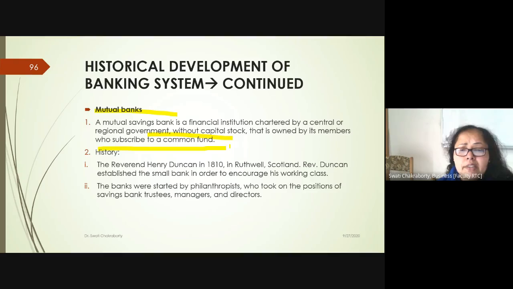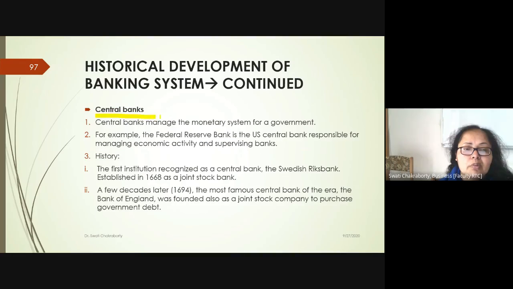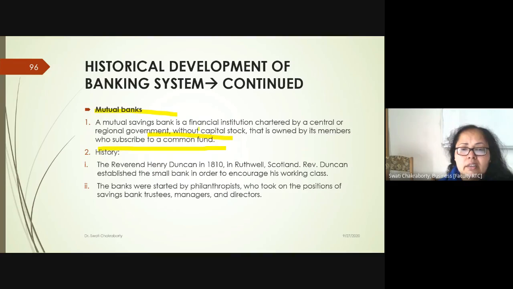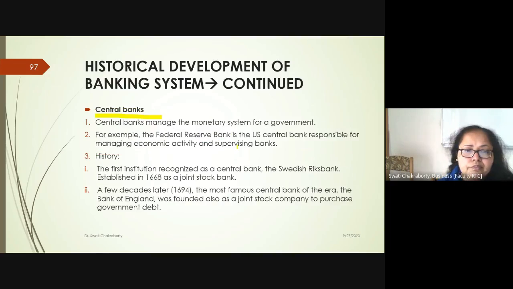The Reverend Henry Duncan in 1810 in Ruthwell, Scotland, started it. He established a small bank in order to encourage his working class, and the banks were started by philanthropists who took on the positions of the savings banks' trustees, managers, and directors. So it was these people's money which was there, and the members are actually owning it. It's totally owned by the members.